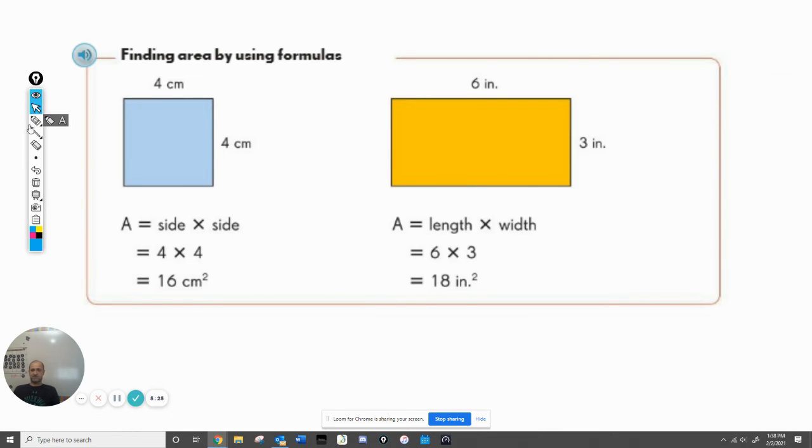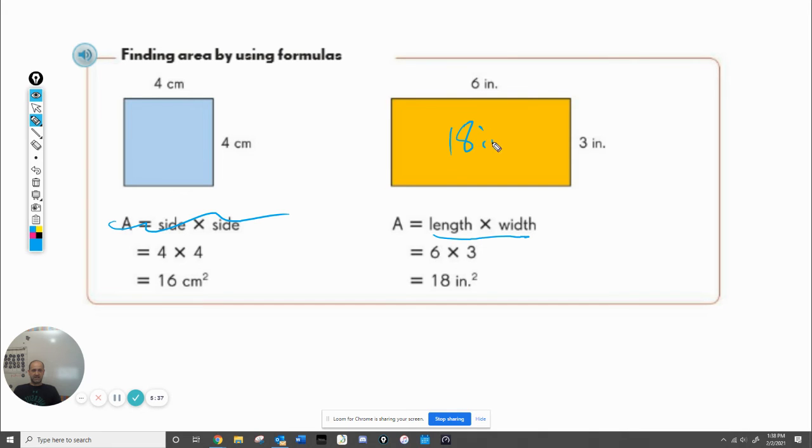You can use formulas. The area of a rectangle is found by doing its length times its width. In that case, 6 times 3 is 18 inches squared, because you're also doing 6 inches times 3 inches. If you remember algebra, look at this almost like a variable. 6 times 3 is 18. Inches times inches equals inches squared.